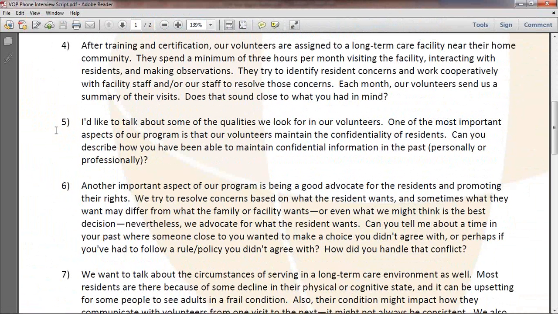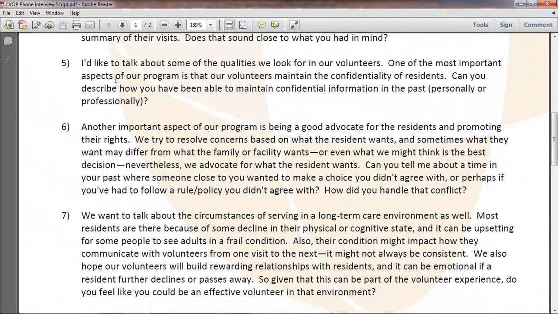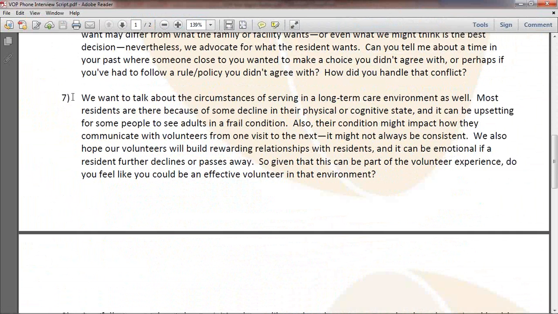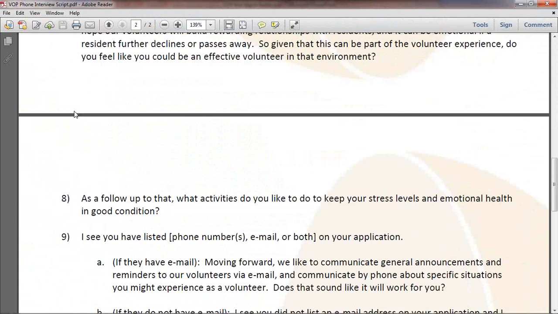Let's see. So here are some of our behavioral-based interview questions. One of them is confidentiality. Can they describe a situation where they've had to maintain confidential information in the past, and how did that go for them? Other things, such as: have you ever been in a situation where you've had to advocate for somebody who wanted to make a decision you didn't agree with, and how did they handle that? Other things like, do they think they can operate in a facility that's going to have some folks in stages of decline who might pass away, and those sorts of things.